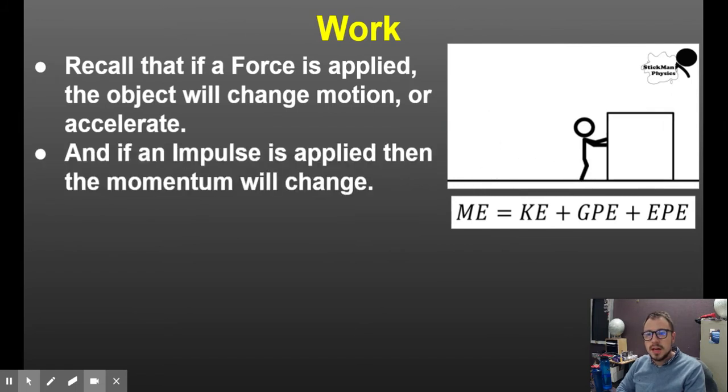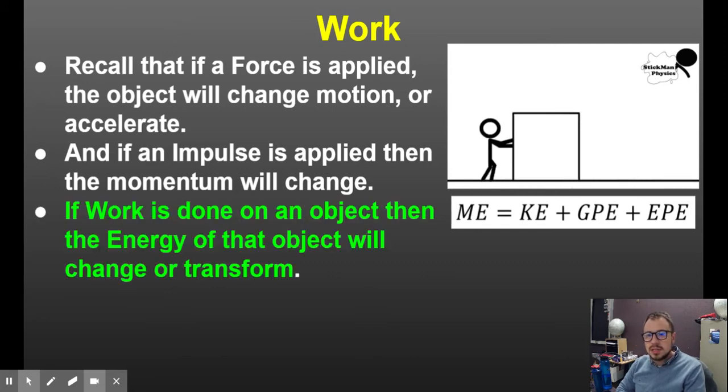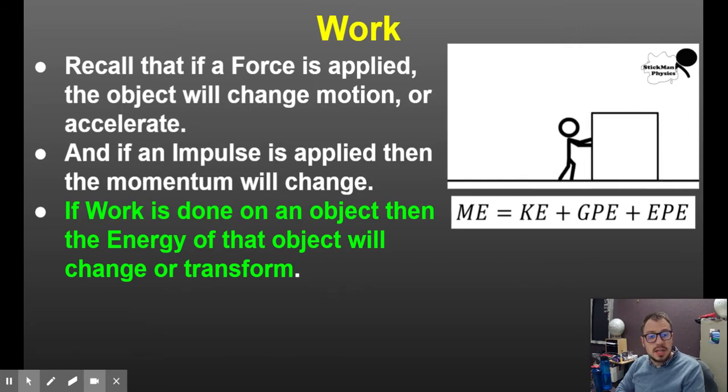If force is applied, that object will change motion or accelerate. If impulse is applied, then the momentum will change. Now, if work is done on an object, then the energy of that object will change or transform.